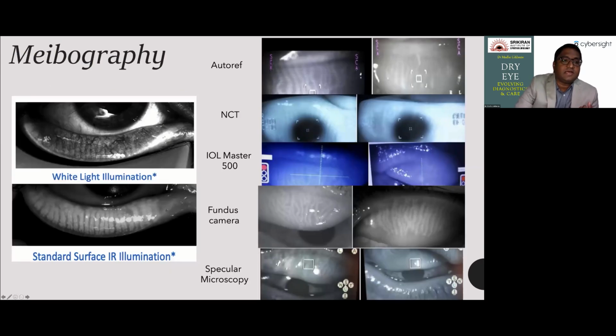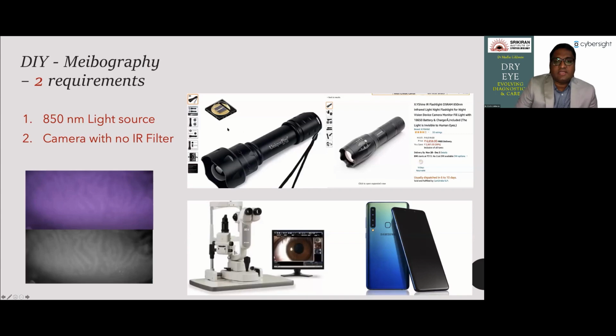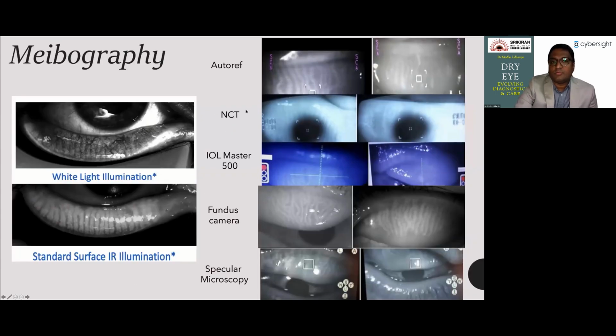So if you see here, with regular white light illumination, you only see the blood vessels that are here. Once that is illuminated with infrared, this is how beautifully you can see the meibomian glands. This kind of infrared illumination would be there in most of the autorefs. So if you see here, these are the pictures taken with an autoref. Again, these are the pictures taken with the NCT. However, the central part is dark in NCT.